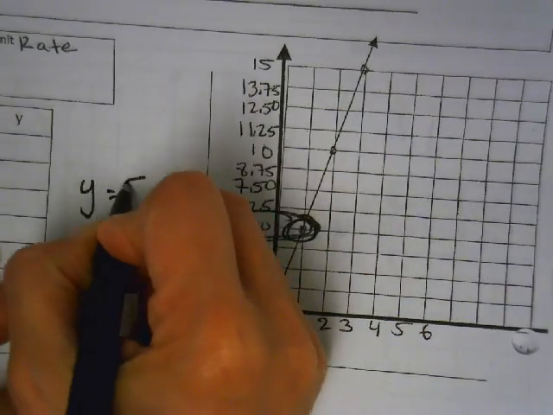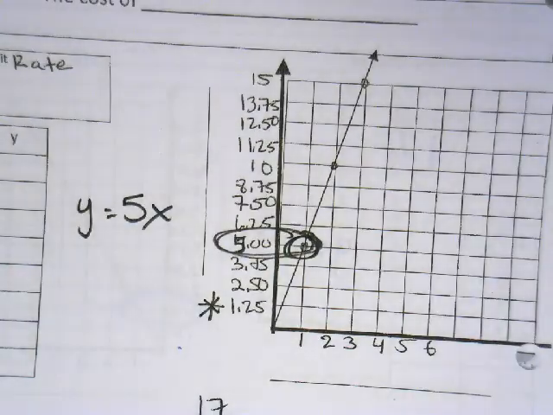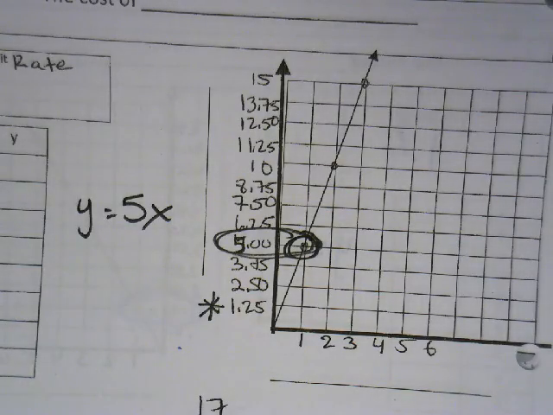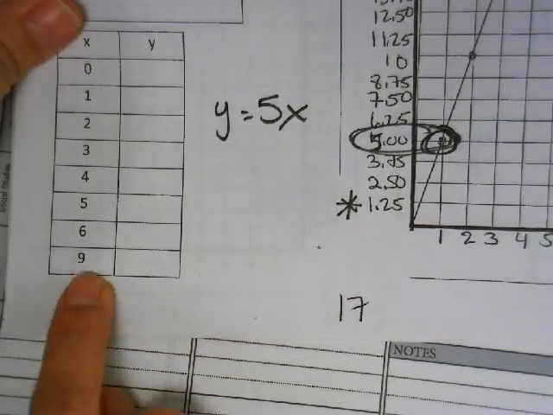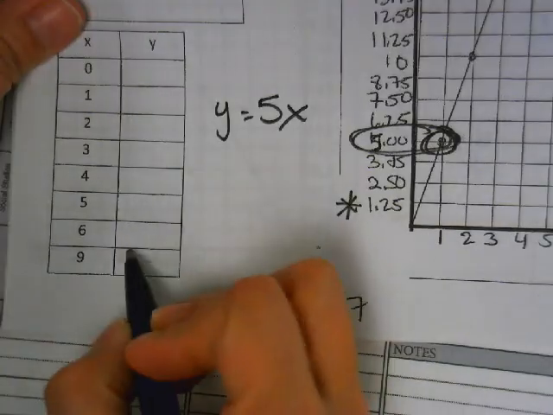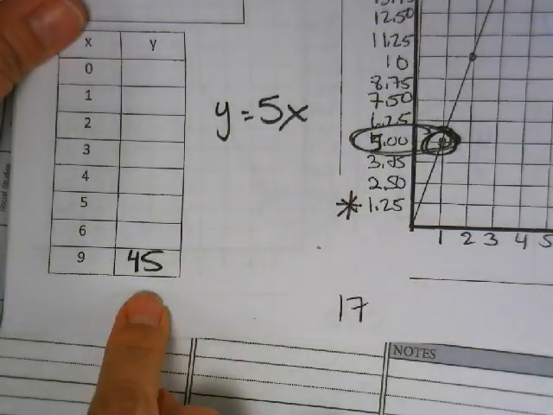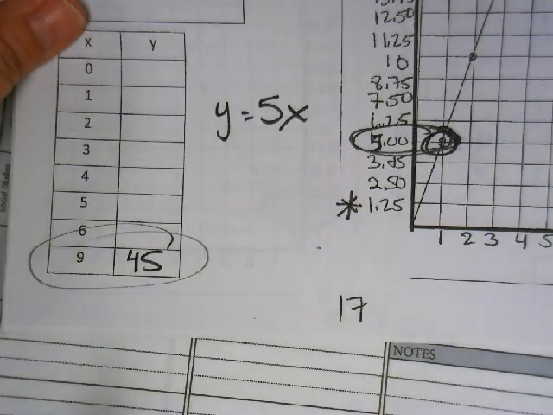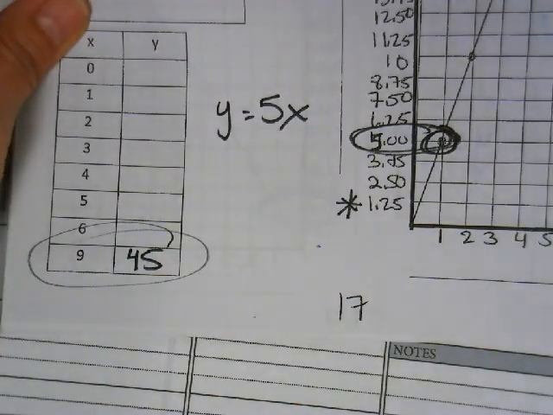Y equals 5x. Y equals 5x, okay? So you take your unit rate. Whatever the unit rate is, that's part of your equation. Okay, what would go under the 9? 45. Okay, are we okay there? Everybody got 45 right there? Double check. If you got 45, I'm pretty sure all the other numbers are fine.